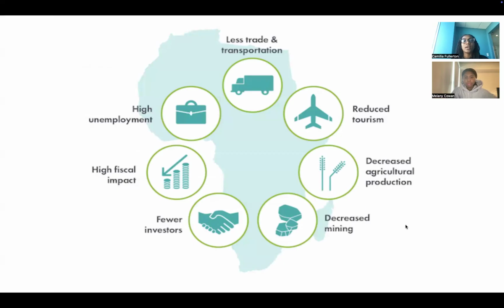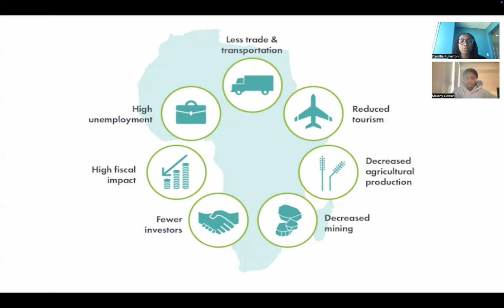In this picture, we have a description of what was discussed in the previous slide about the impacts of Ebola. You see here it says less trade and transportation, reduced tourism, decreased agricultural production, decreased mining, fewer investors, high fiscal impact, high unemployment. All of these contribute to the GDP of each country in Africa, and it's important for development.